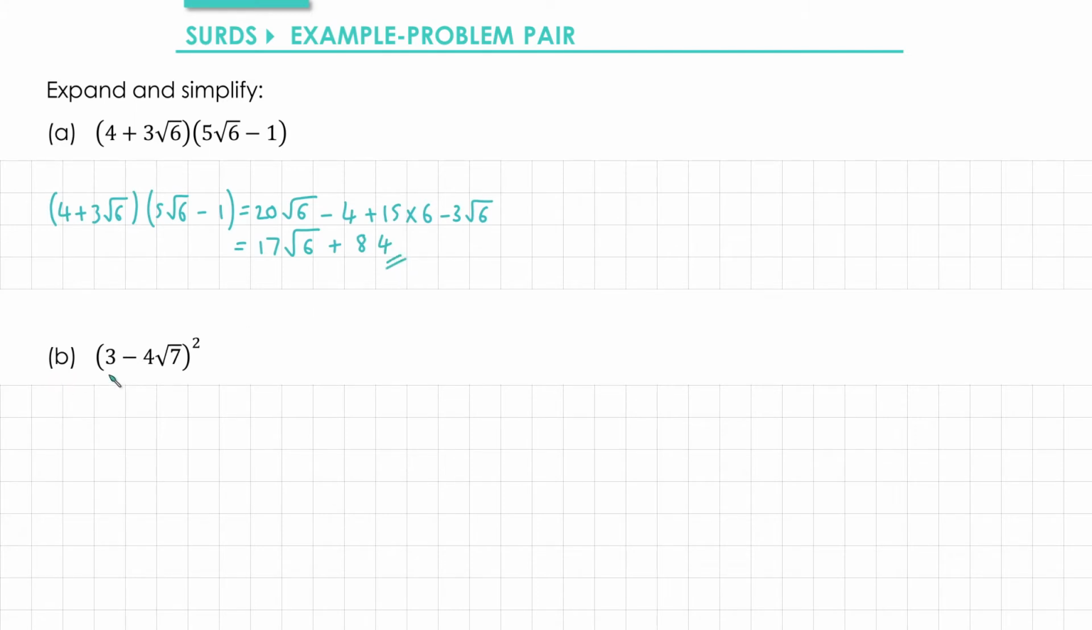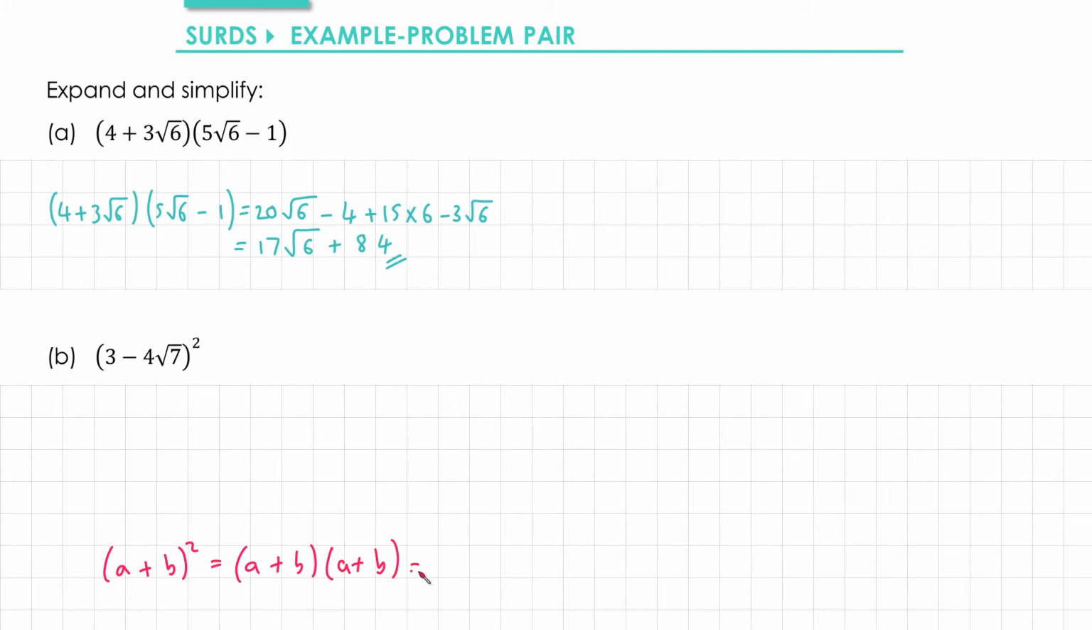In part B, we have 3 minus 4 root 7 all squared. I'm going to use the shortcut to expand the square brackets. But just in case you're not familiar with that, I'll show you how it works at the bottom. So if I've got something like a plus b all squared, the long way of expanding this will be to think of it as two brackets that both contain the same thing. So a plus b multiplied by a plus b.